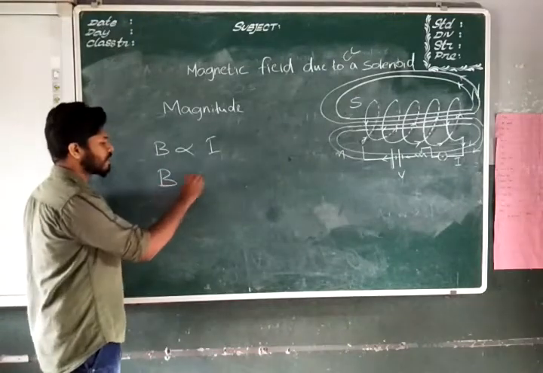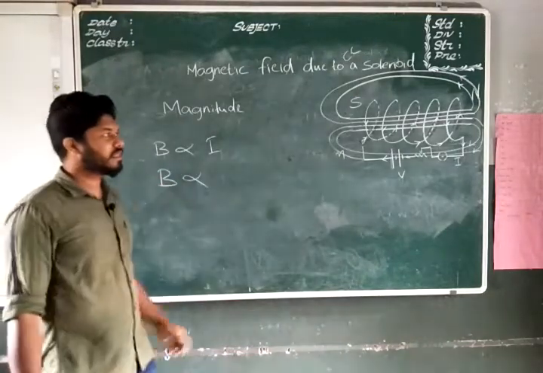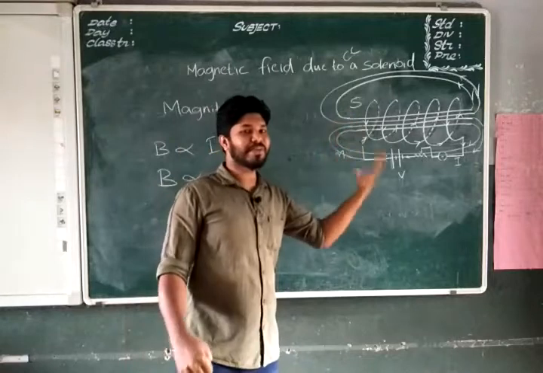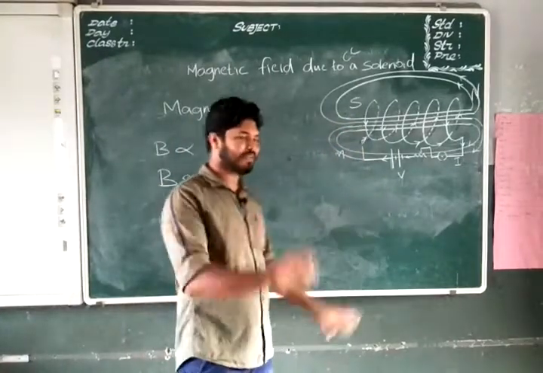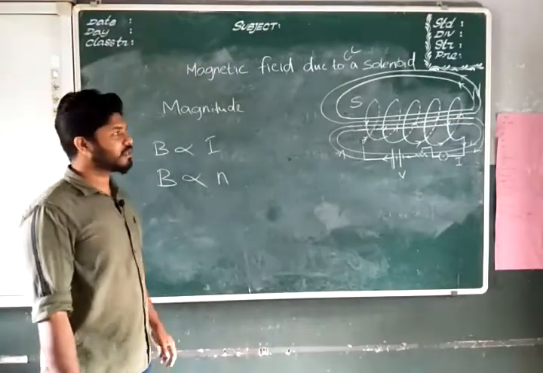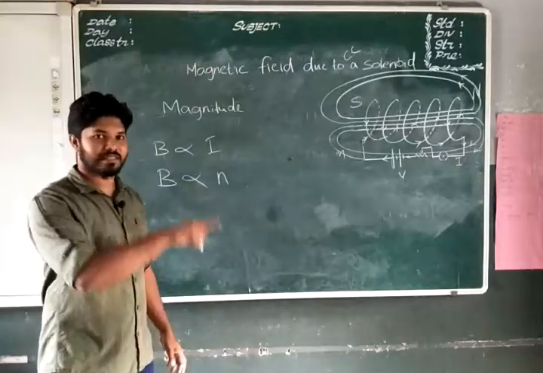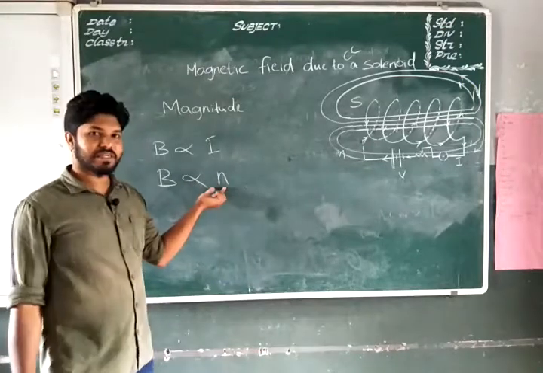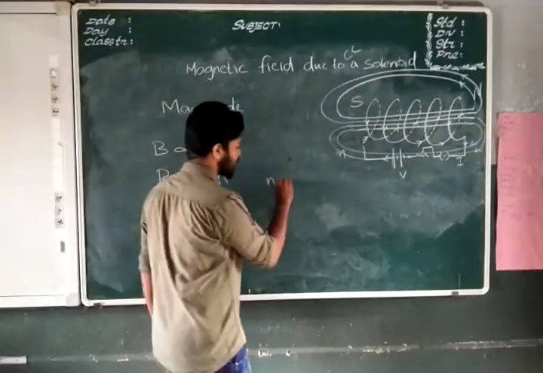Second one, when we increase the number of turns per unit length. We have one condition: number of turns per unit length. That's not the number of turns as we discussed in the earlier case. Number of turns per unit length.